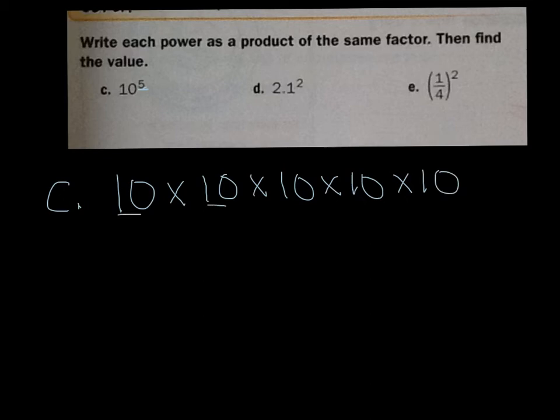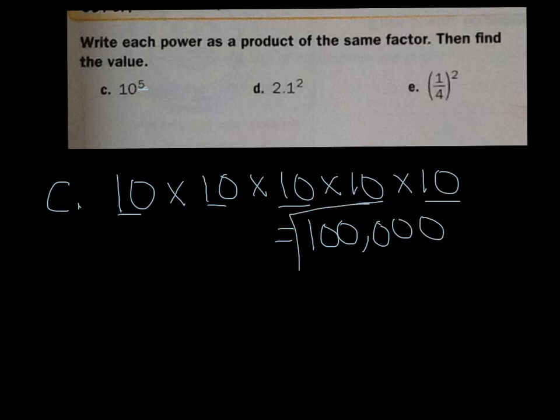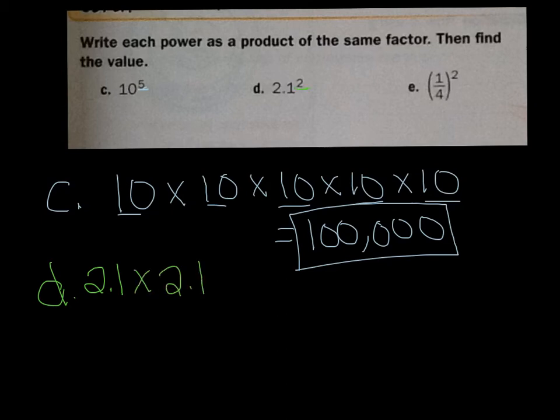So I have 1, 2, 3, 4, 5 10s, because that's how many it told me to have. So now I multiply these. 10 times 10 times 10 times 10 times 10 is 100,000 for my answer. So now if I do letter D, 2.1 is my base, so that is actually my factor. And I'm going to multiply it twice because it's an exponent of 2. So I'm going to take 2.1 times 2.1.